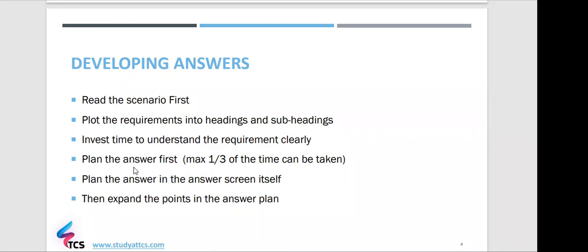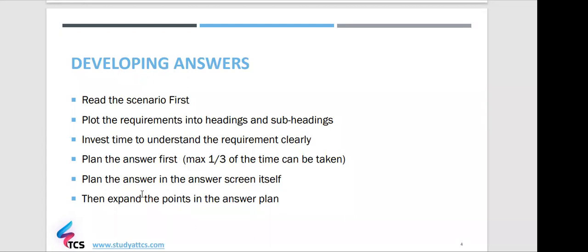And after doing all these things, you are supposed to plan the answer. Maximum of 1/3 of your time can be taken. So 15 minutes, take 15 minutes to come up with an appropriate answer plan for each and every task.